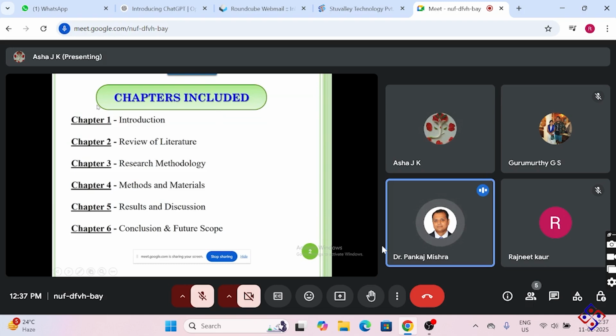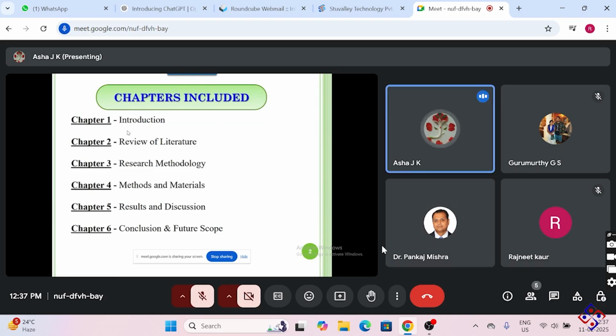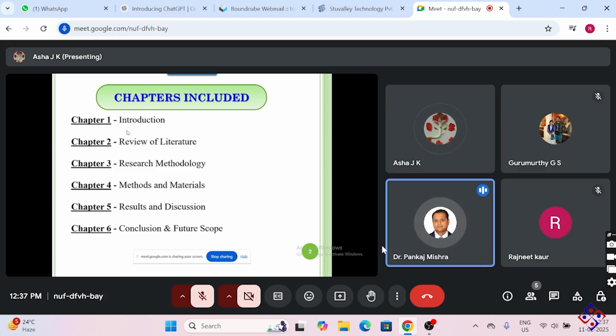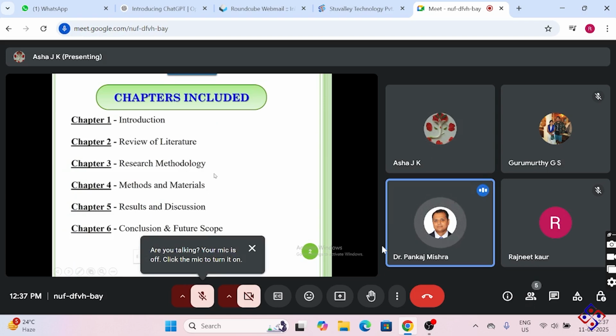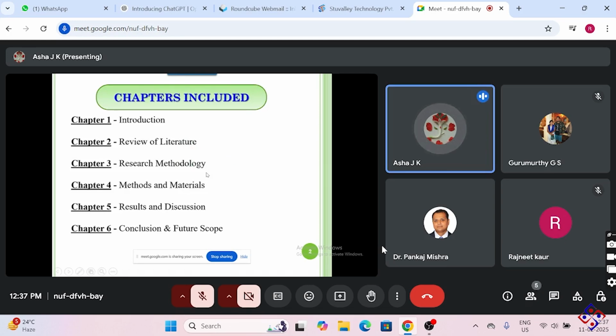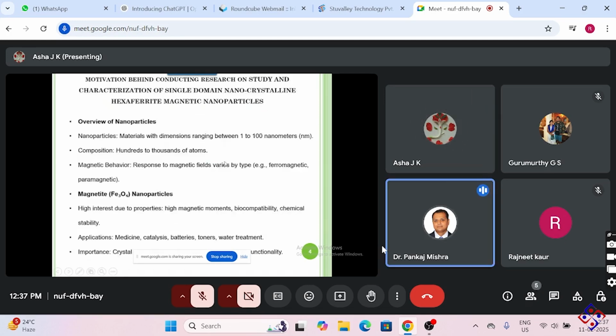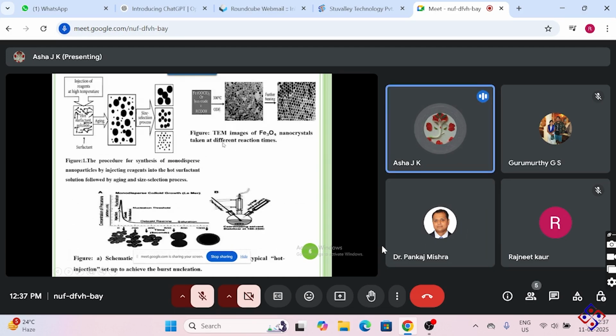Do you have any research setup for this? Sorry, sir, your voice is not clear. I'm saying, do you have any research setup to investigate the nanoparticle behavior? Sir, I studied theoretically only, sir. So you do not have any experimental evidence with you? Sir, I have some experimental evidence like this, sir.